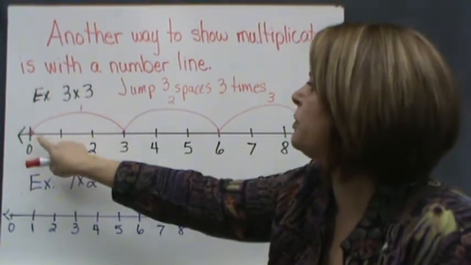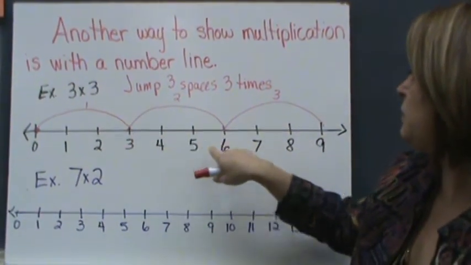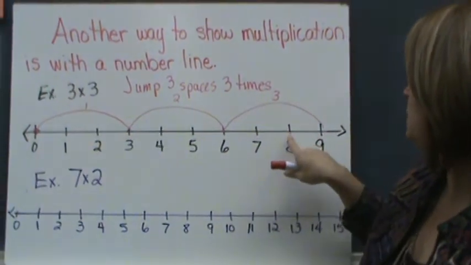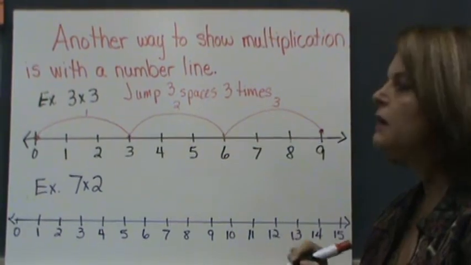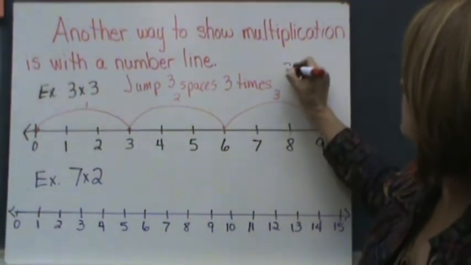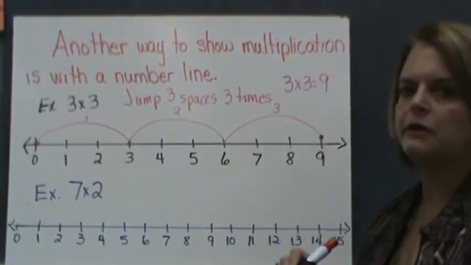Each time I've gone 3 spaces. 1, 2, 3. 1, 2, 3. 1, 2, 3. And I have landed on 9. So the product for the equation 3 times 3 is 9.